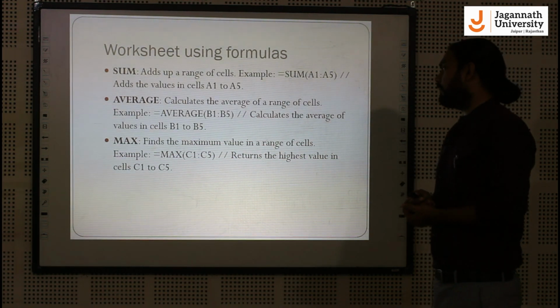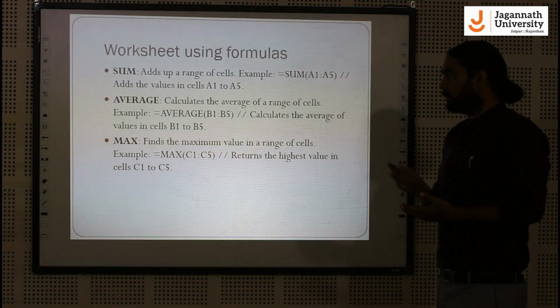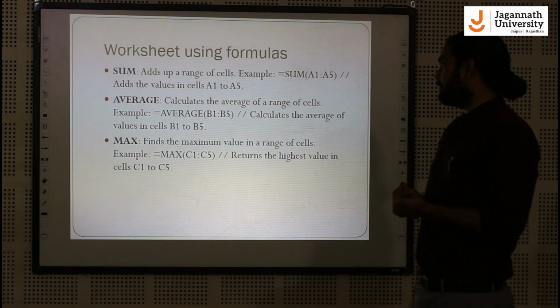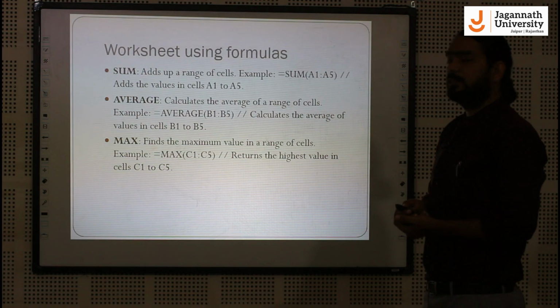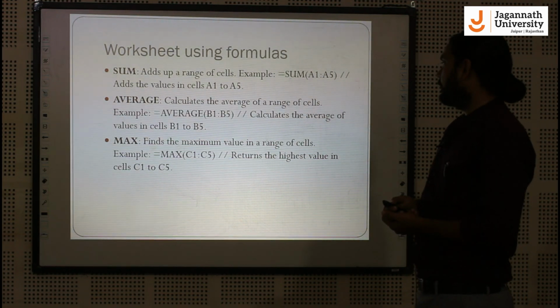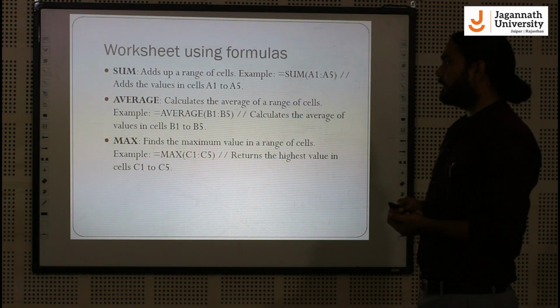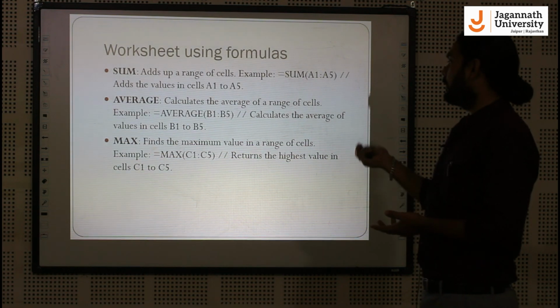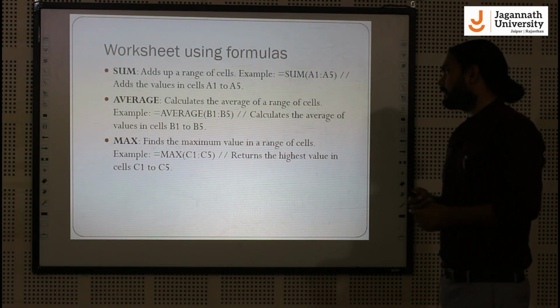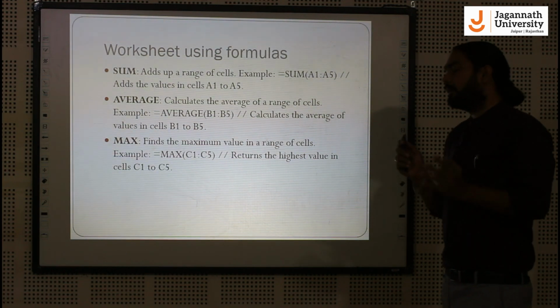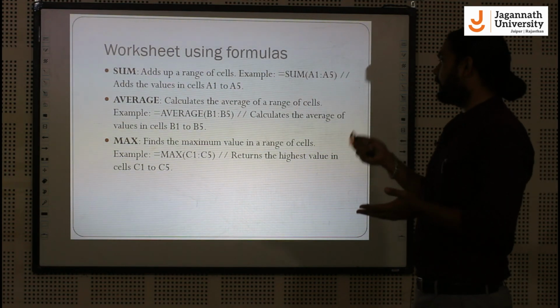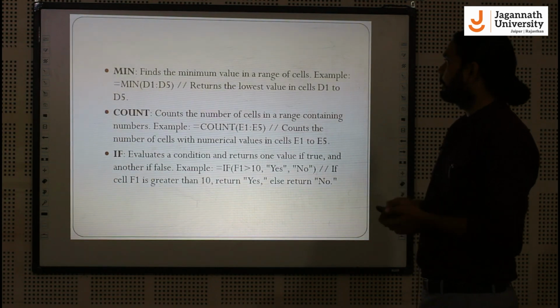When we talk about the MAX, it will be used to find the maximum value in a range of the cells. For example, equal to MAX C1 colon C5. Return the highest value in cells C1 to C5. It will return the value that is the maximum of C1, C2, C3, C4 and C5, so that we can use these formulas to find the maximum values.